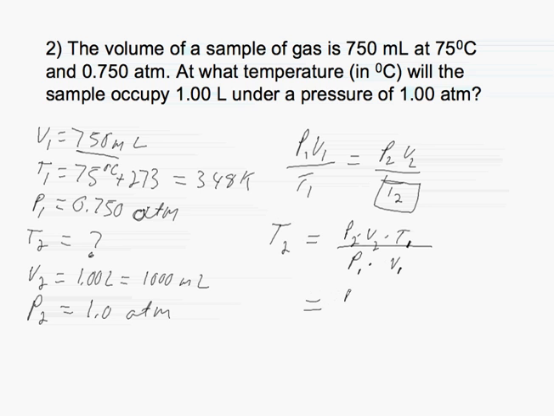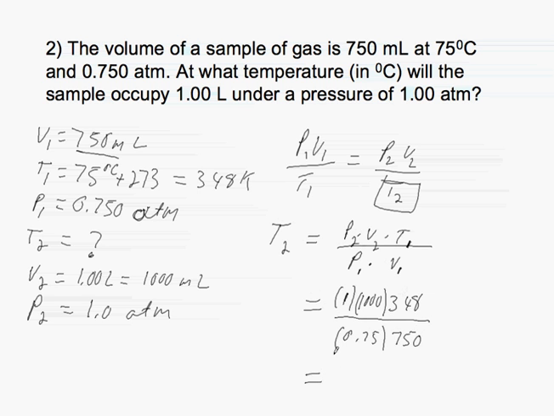So P2 is 1 atmosphere, V2 is 1,000 milliliters, T1 is equal to 348 Kelvin, P1 is equal to 0.75 atmospheres, and V1 is 750 milliliters.